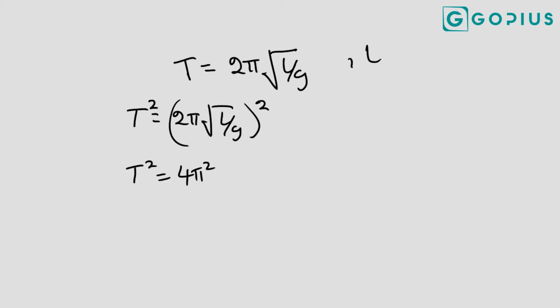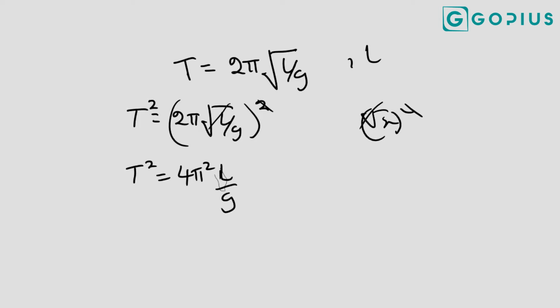And if I square the square root of L over G, then the square and square root will cancel. You should know that by now, that if you have square root of x all square, squaring that will cancel the square root away. Alright, so the square root is gone, so I have L over G left. Okay, so here we have L over G.